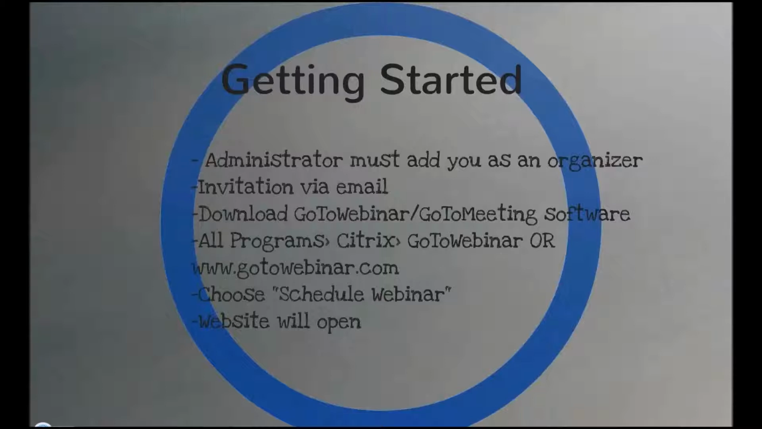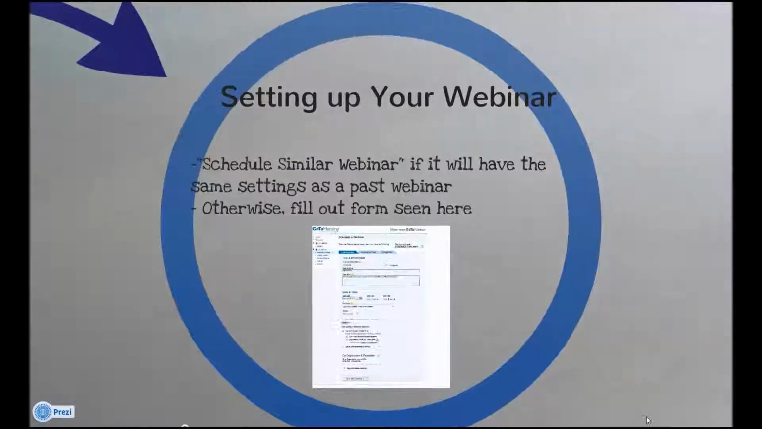So go to the program or go to GoToWebinar.com and you choose Schedule Webinar, and the website will open if you use the program rather than the website. It's really, really simple. You can also choose to do a webinar now, which then launches it right away. So like I said, the website will then open.